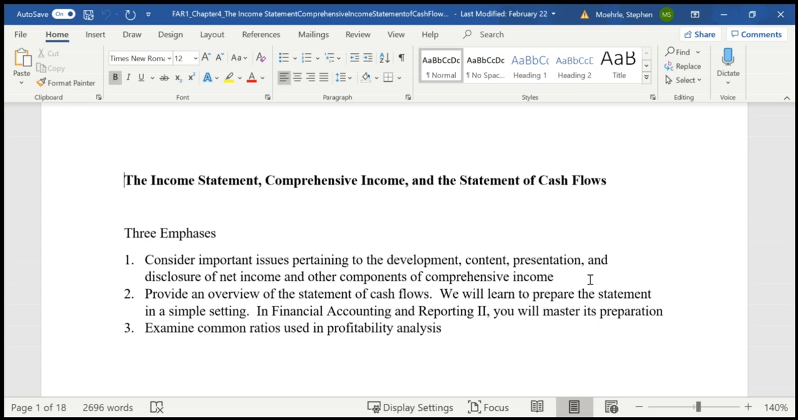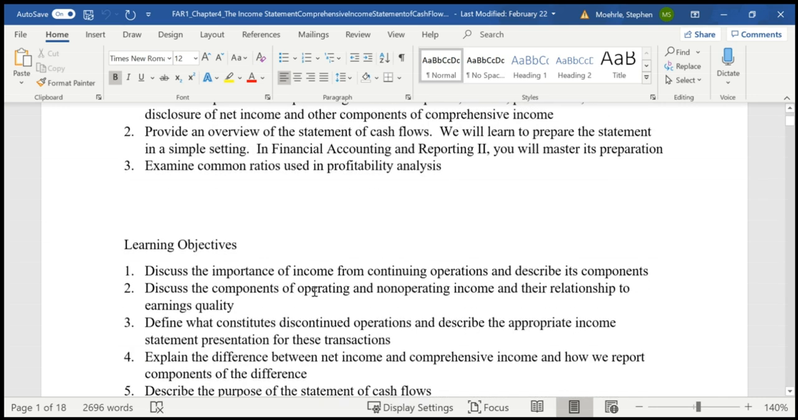We'll provide an overview in this module of the statement of cash flows. We'll learn to prepare the statement in a simple setting. In your next course, Financial Accounting Reporting 2, you will master its preparation. We'll also examine some common ratios that users and analysts use to assess the profitability of the company using information on the income statement and the statement of cash flows.